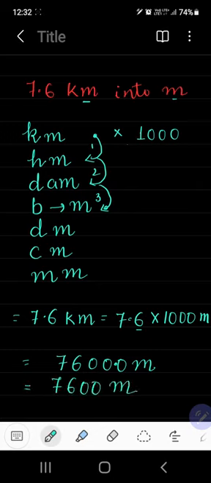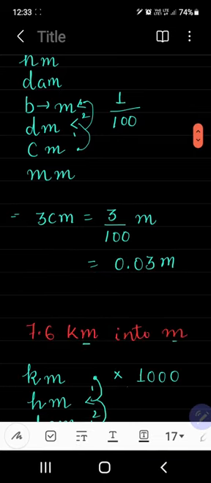7,600 meter. सो हमने क्या किया, हमने बिगर से अगर स्मॉलर यूनिट में कन्वर्ट किया तो हमने मल्टीप्लाई किया. मल्टीप्लाई कैसे किया, हमने नंबर ऑफ़ स्टेप्स काउंट करने हैं कि हम कितने स्टेप्स चले और उतने ज़ीरोस ऐड करके we will multiply. And if we are converting smaller unit into bigger unit, we will divide. और divide किसको करेंगे, we will count the number of steps. जितने steps हम नीचे से ऊपर की तरफ जाएंगे उतने zeros add करेंगे and we will do the conversion.